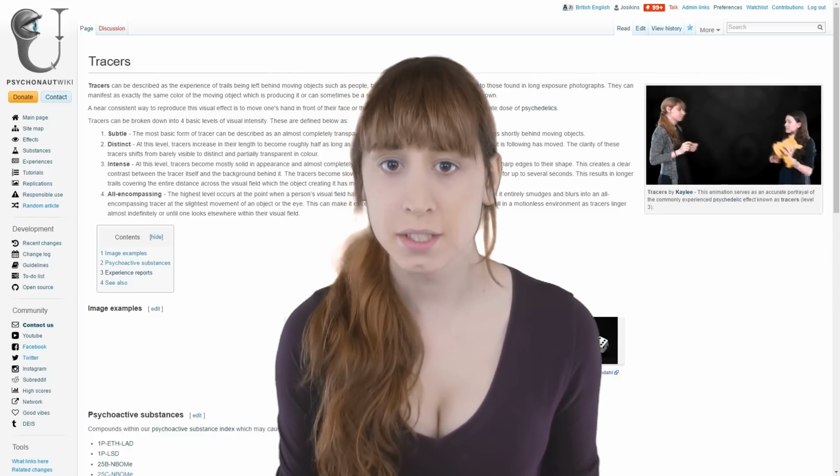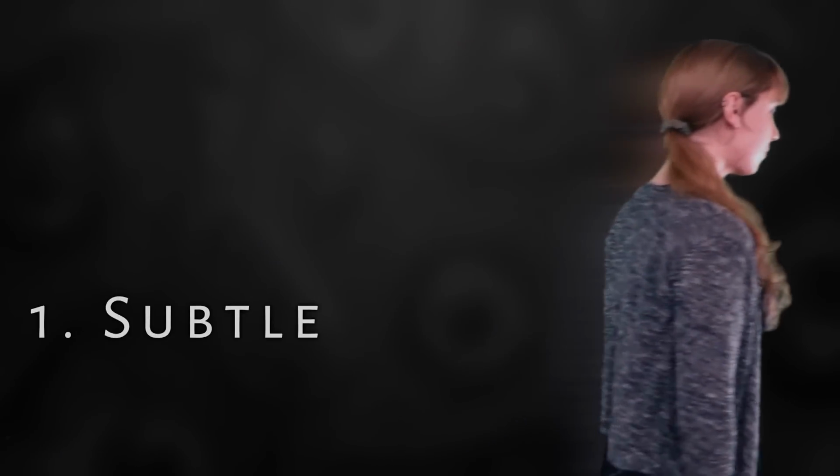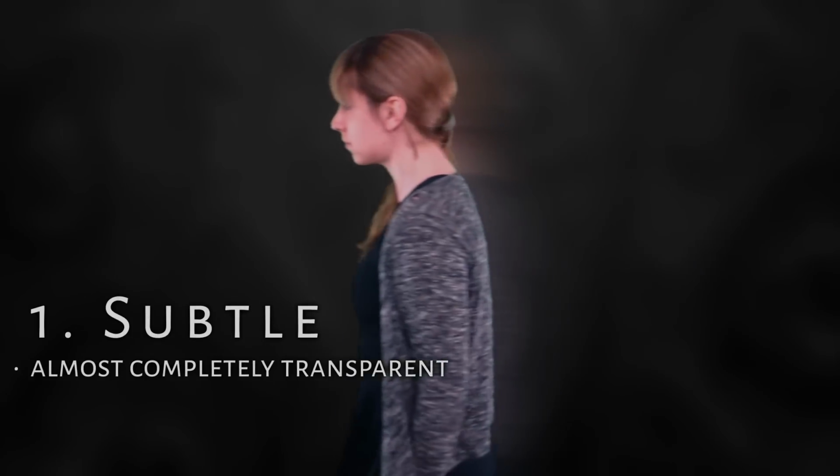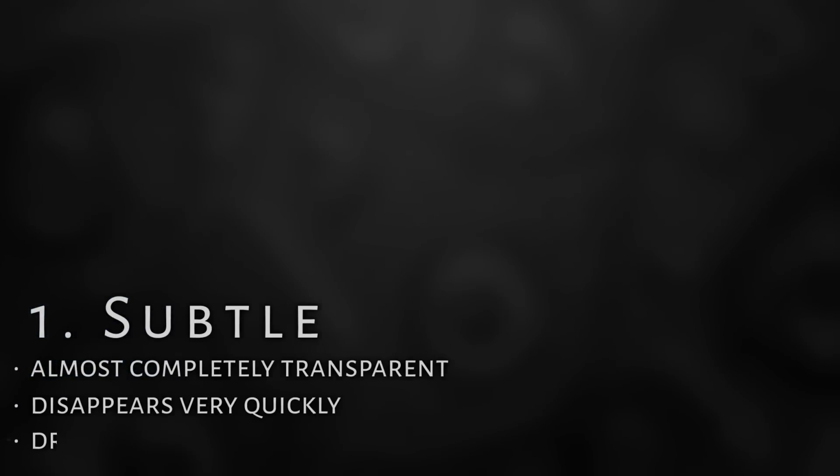These are defined as 1. Subtle. The most basic form of tracer can be described as an almost completely transparent afterimage which disappears quickly and drags shortly behind moving objects.